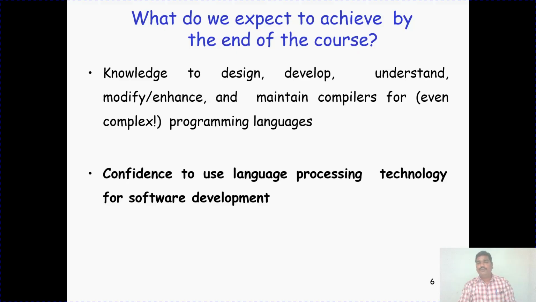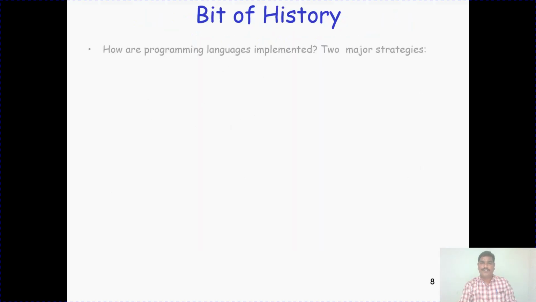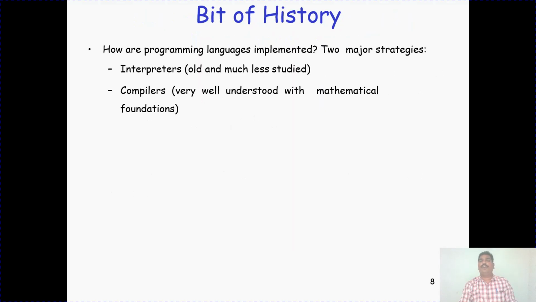Be confident to use language processing technology for software development. A bit of history: how are programming languages implemented? Previously I discussed that it is a series of tools and OS components that can get the desired code, called the target code, that is used by the machine. That is language processing. We will discuss the main components later.